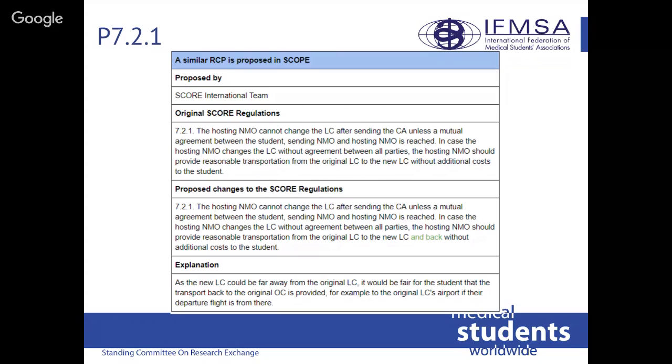The proposed change that we want to make is to add "and back", as you can see in green on screen. It is that the hosting NMO should provide reasonable transportation from the original LC to the new LC and back without additional cost to the students. As the new LC could be quite far from the original LC, it would be fair that the student would also get transport back, for example, to the airport near the original LC. So this is why we propose this regulation change proposal.